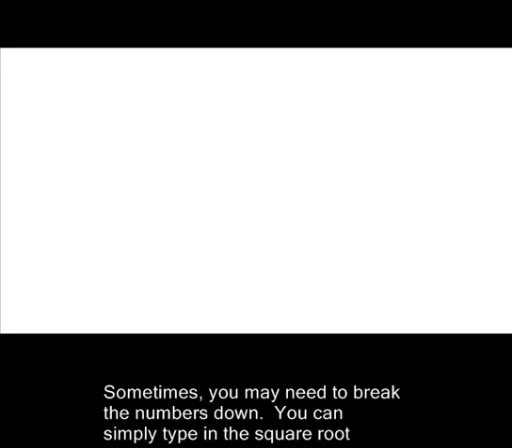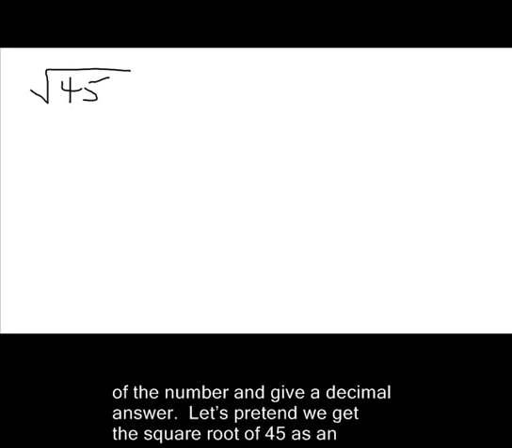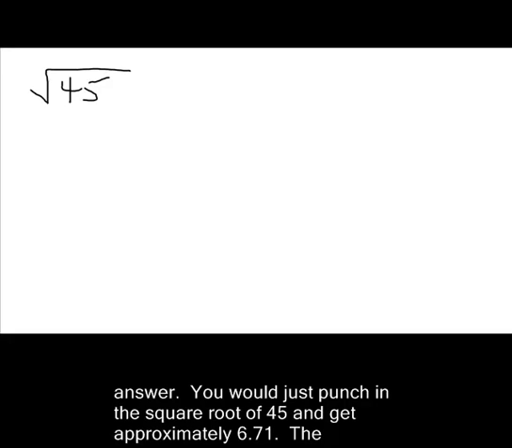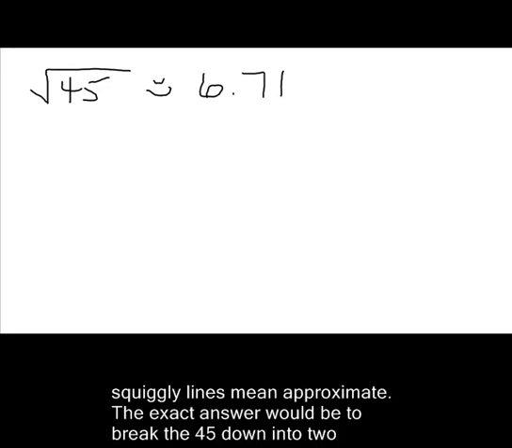Let's say we do our math and we end up with the square root of 45 as our answer. Now, there are two ways that you can do this. You can simply take the square root of 45 and punch it in your calculator. If I punch the square root of 45 into my calculator, I get roughly 6.71. We put the squiggly lines there to show that it's an approximate answer.